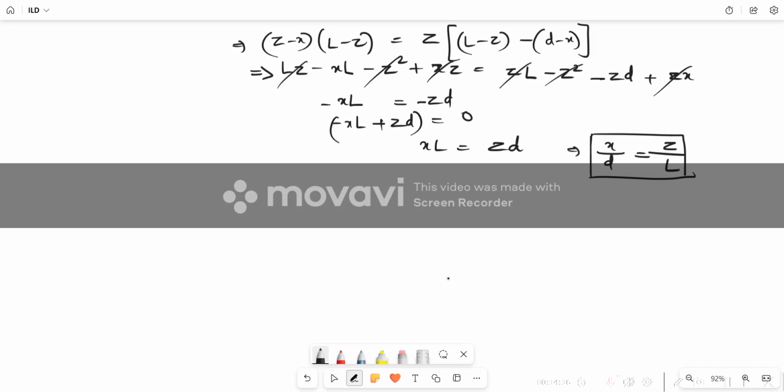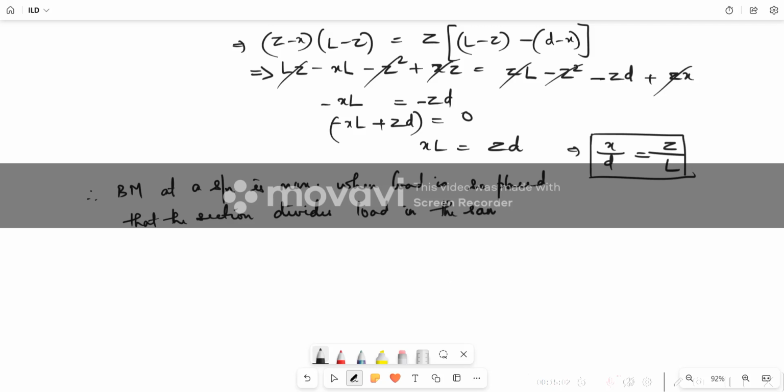So I'll just write it in words. Therefore, bending moment at a section is maximum when load is so placed that the section divides the load in the same ratio as it divides the span. Okay, as it divides the span. This is a very important result.